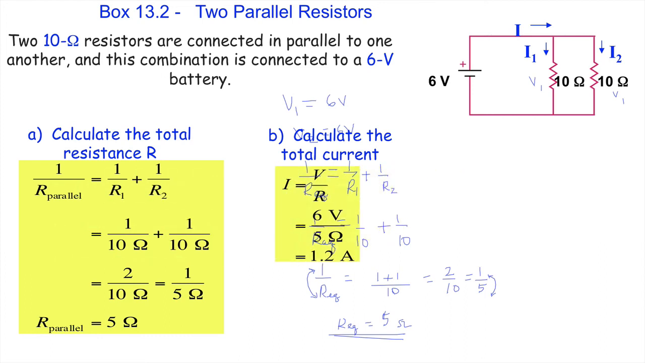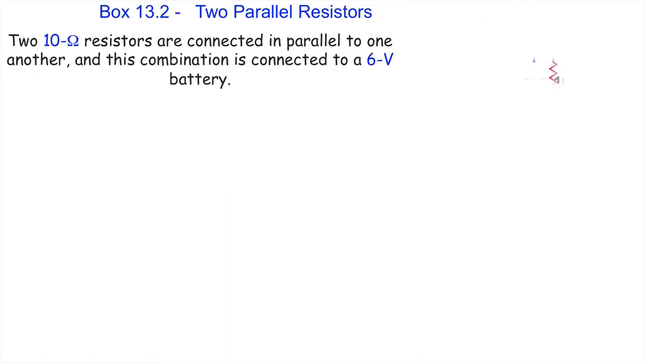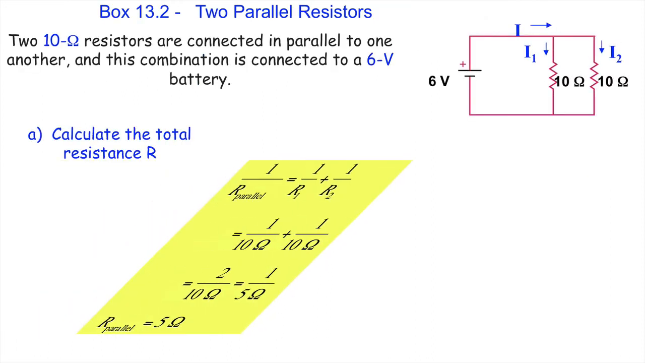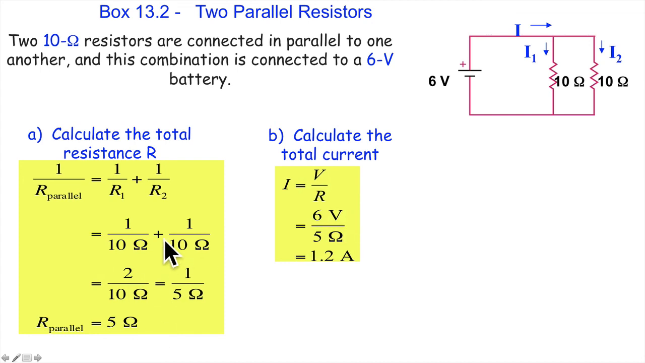Then the total current can be found by what you already found, the resistance, which is 5. Then the total voltage divided by the equivalent resistance, in this case 6 over 5. Okay, 5 just came from this calculation. All right.